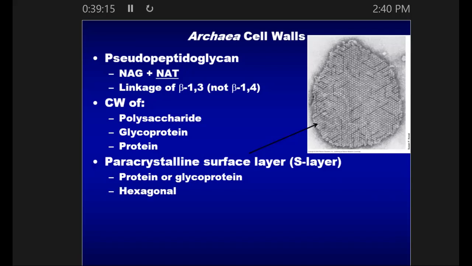And actually, at least right now, the S layer wins. There's more archaea out there that use the S layer as their strategy to create a cell wall. So the paracrystalline S layer can be quite successful in different habitats. And like I said, even bacteria can do this too. Okay.